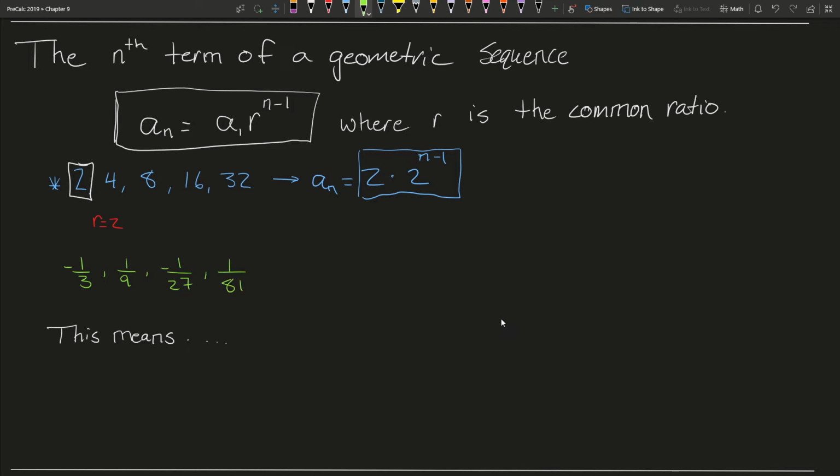And if we were to rewrite that green sequence, negative 1/3 is our first term, and our common ratio was negative 1/3. We could rewrite it as the nth term is equal to negative 1/3 times negative 1/3 to the power of n minus 1.